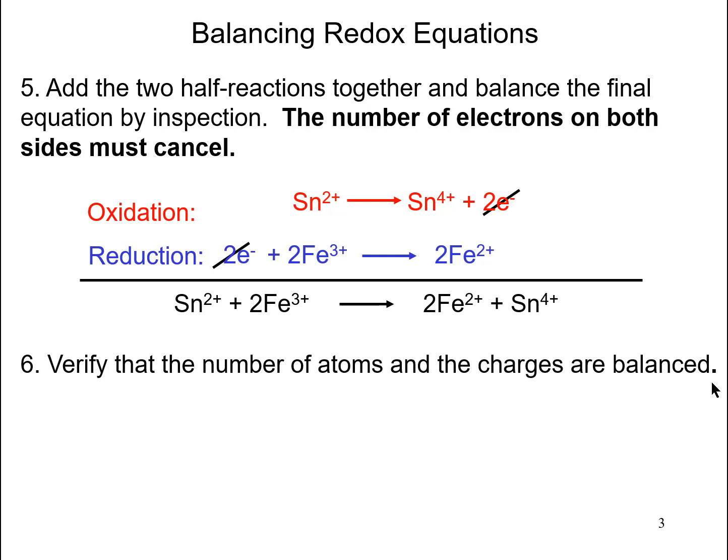And our last step here is to verify that the number of atoms and the charges are balanced, which in this case they are. We can see that we've got 2 iron atoms, we've got 1 tin atom on either side, and then for the charges on the left-hand side, we have a total of 8. So we have 2 times 3+ and an additional 2 for a total of 8. And on the right-hand side, we have 8 as well. We've got 2 times 2+, which is 4, plus our 4. Okay, so we've accomplished balancing a redox reaction.